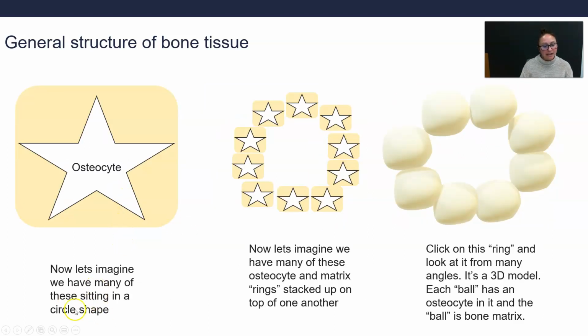So let's imagine that we have many of these sitting in a kind of circle shape. So this makes up one ring. All of these are the osteocytes with their little bone matrix that they just made and that they have to maintain. This is one ring.